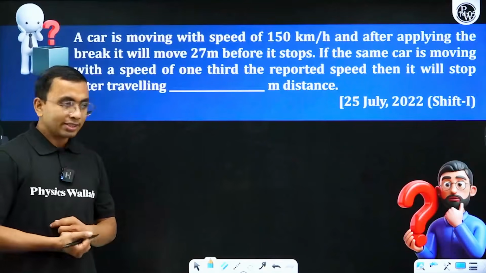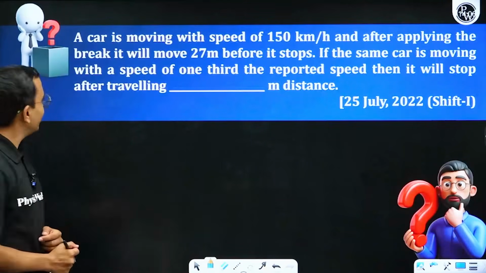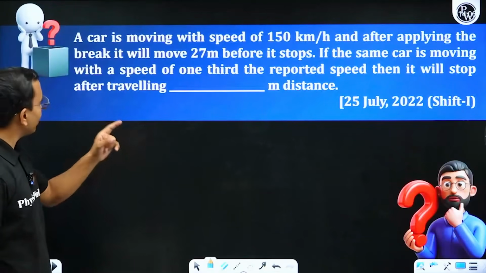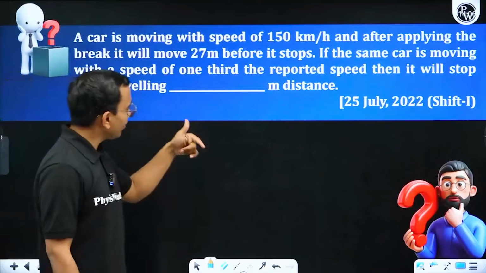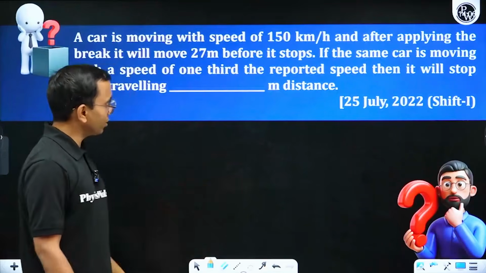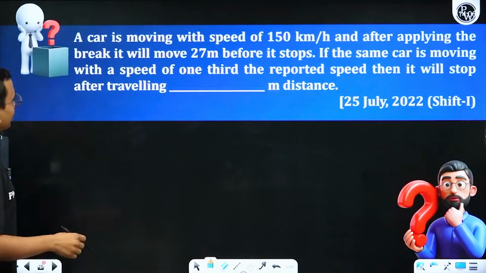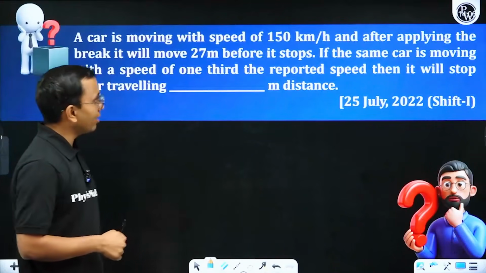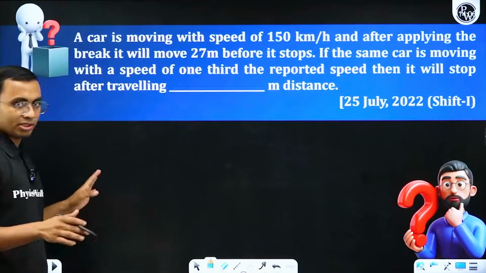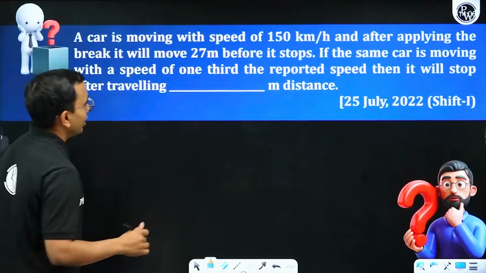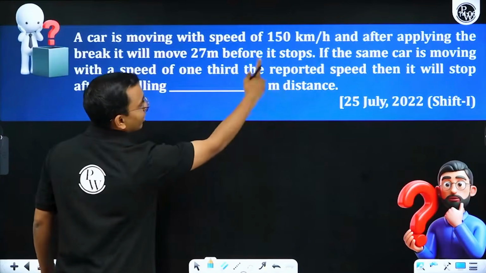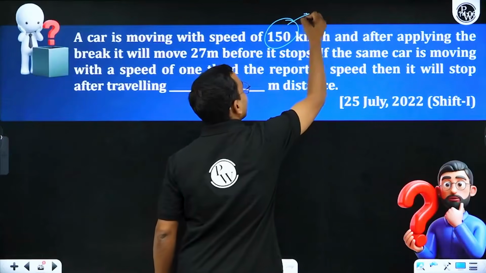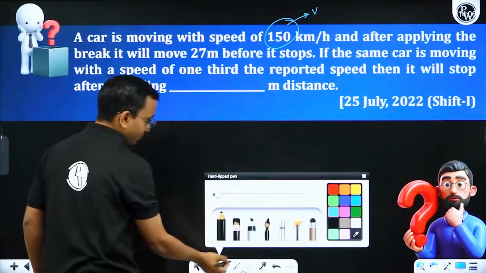Another question on these particular formulas. A car is moving at speed 150 km per hour. After applying brakes, it moves 27 meter further before it stops. If the same car is moving with speed 1/3 of the reported speed, then it will stop after traveling how much distance? Okay, so let us take the initial speed as v.